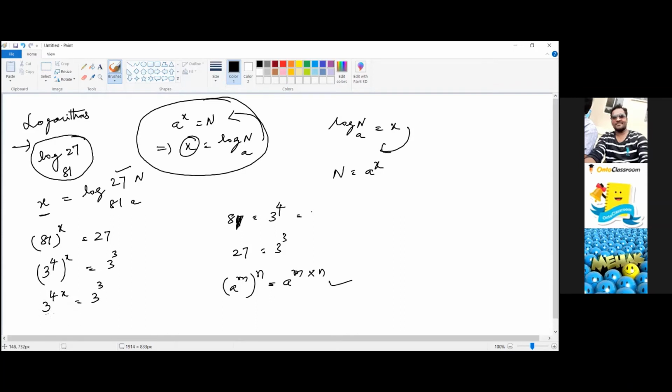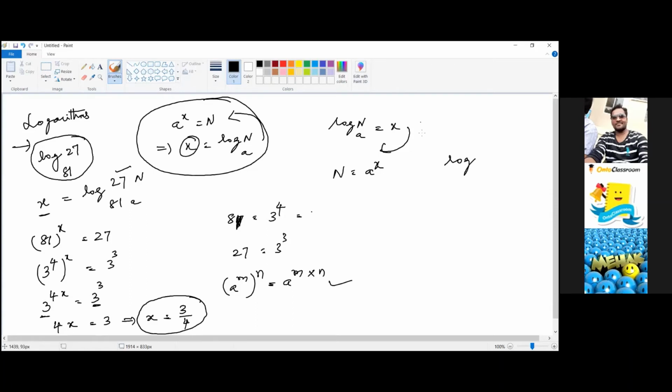If you see that in both LHS and RHS the bases are the same, we can equate the exponents also. So we are getting 4x equals 3, which implies x equals 3 by 4. So x equals 3 by 4. Similarly, we can take one more problem.